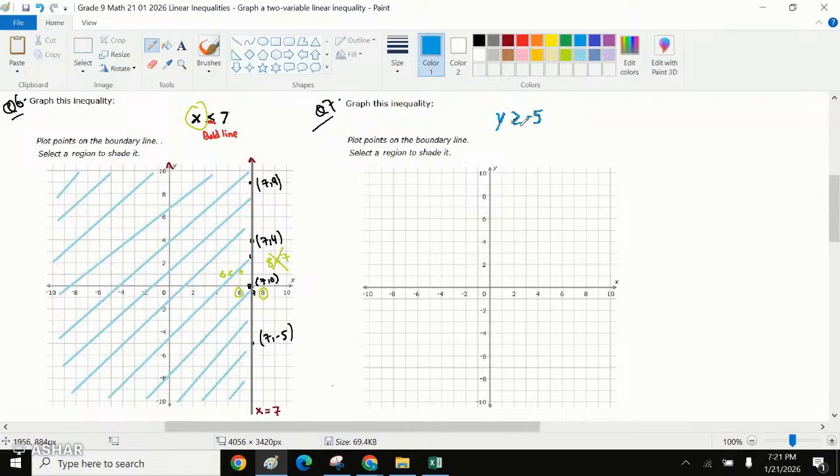When we see an equal sign, that means it would be a bold line. That means negative 5 would be included. And since we are using y over here, that means the line would be parallel to the x-axis. Can we find negative 5? Can we say this is negative 5? Can I say that the coordinate for this point is 0, negative 5? If I put a point over here, can I say this is 6 and negative 5?